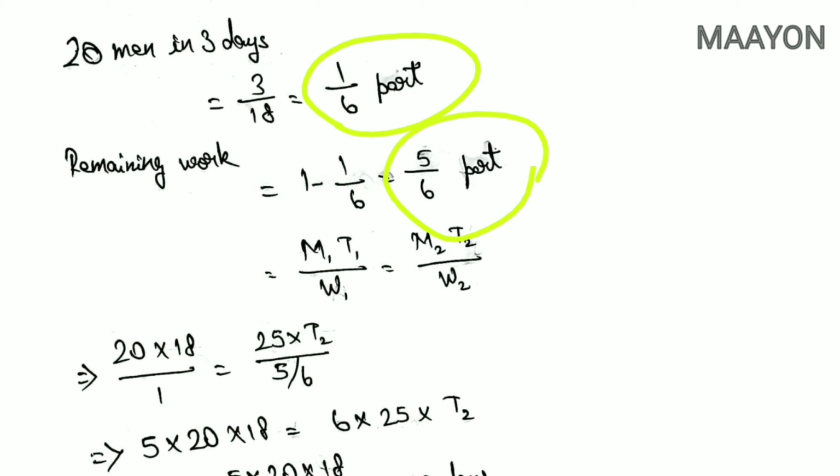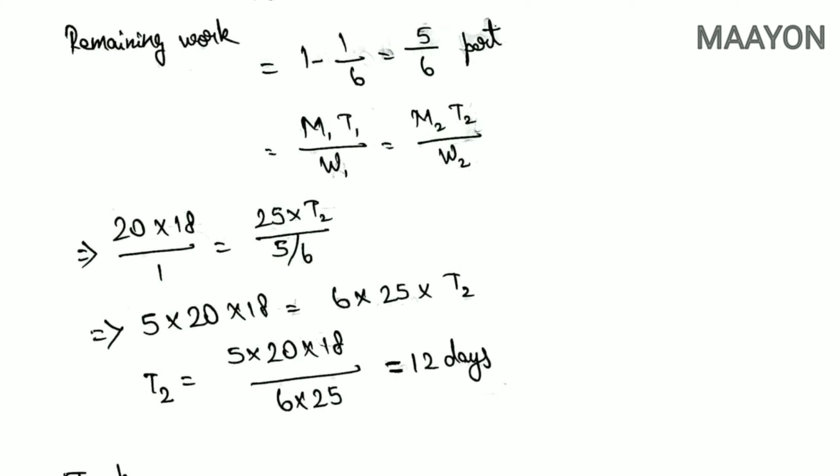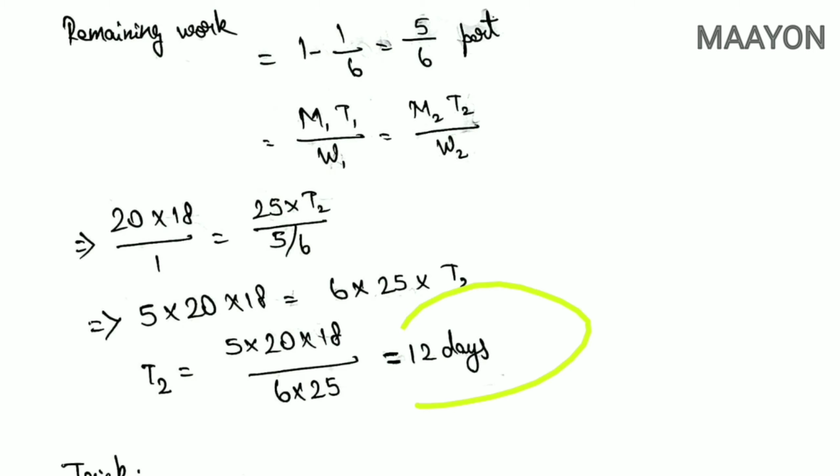This is the work done by 25 men and we have to find the number of days taken to finish this work. So writing down the basic formula, M1T1 by W1 equal to M2T2 by W2, and substituting the values. In the first case, 20 men, time taken 18 days and the work, a whole work, equals second case 25 men, time taken unknown and the work 5 by 6. Now just solving this, we get 5 into 20 into 18 equal to 6 into 25 into T2. Then T2, cancelling out the values, is 12 days. Now let's see the trick method.